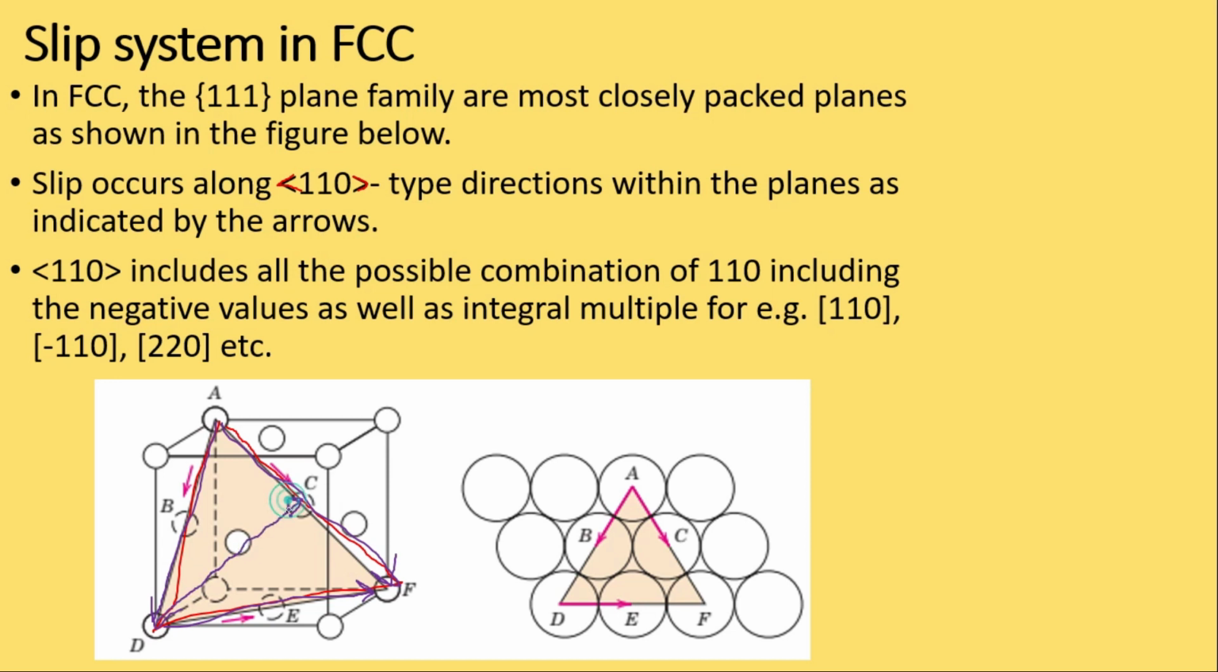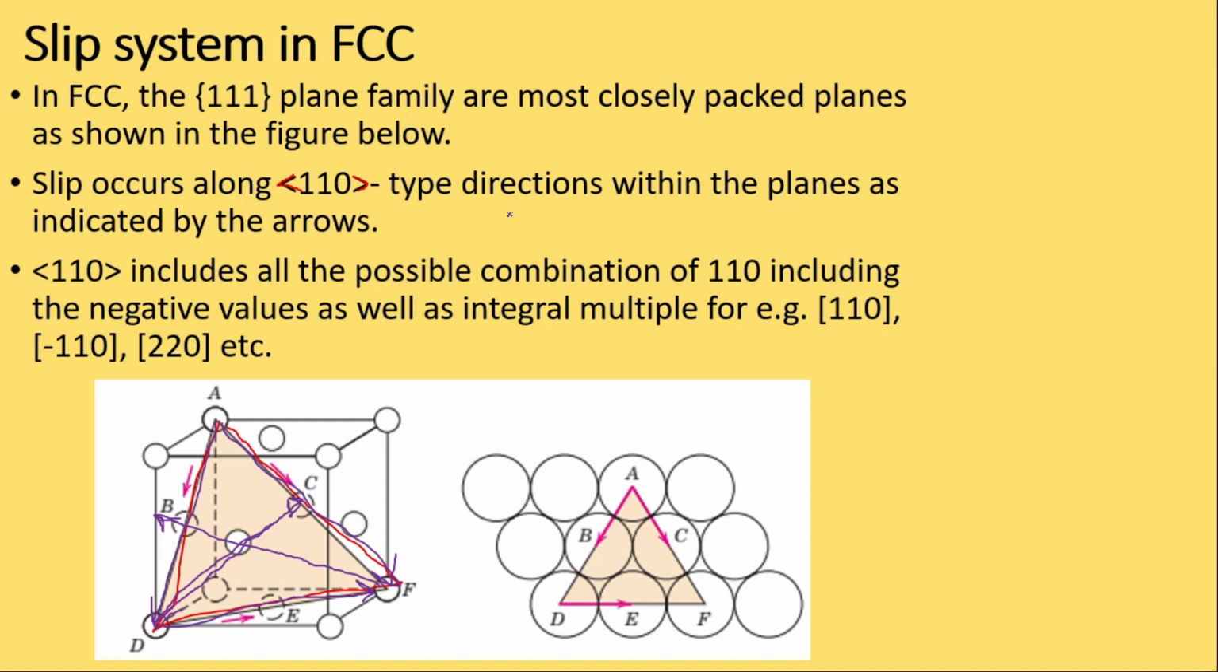Why is that so? Although it is within this 111 plane, this direction is less dense. It has only 2 atoms along this line, while this direction has 3 atoms, 1, 2 and 3. So they have the more dense linear density, or they are the most dense direction compared to this one, or the same case with this one. They have only 2 atoms along these directions.